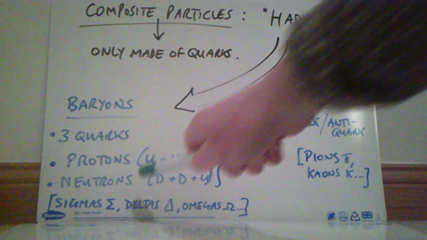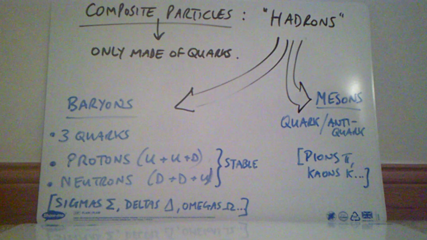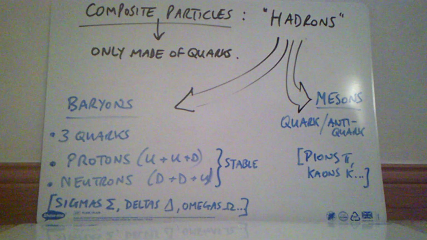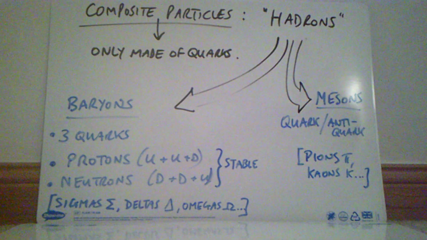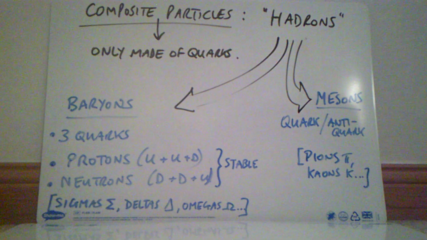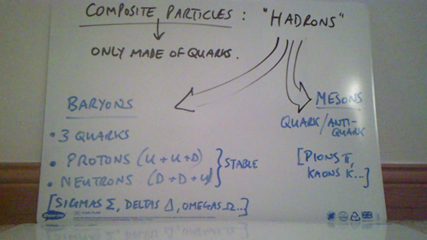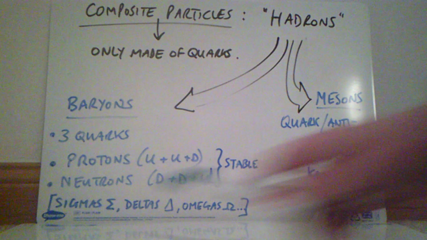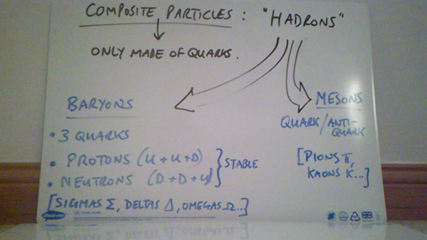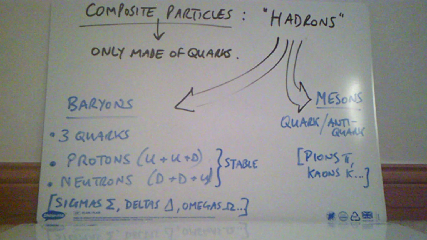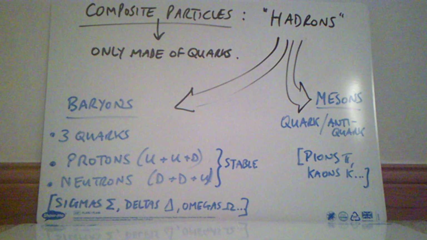So these are the only stable ones. Stable meaning the ones which don't disintegrate or decay. So these are what make up our world, along with electrons. There are other baryons which get made in particle accelerators, like sigmas, deltas, omegas, but these disintegrate. They decay really quickly. They decay into smaller things like quarks, so they don't stay as particles for long.